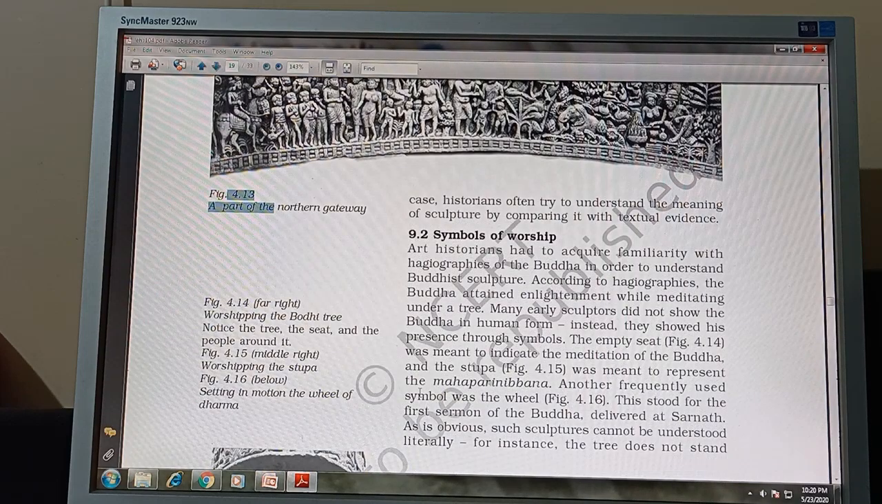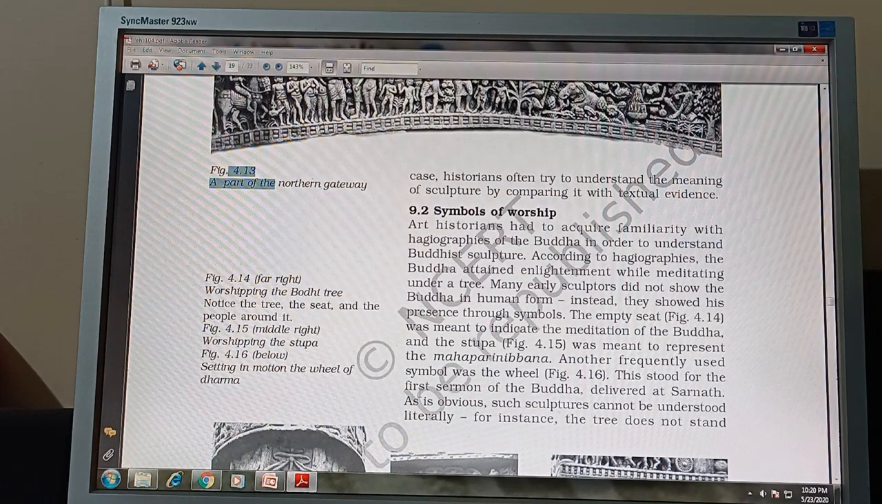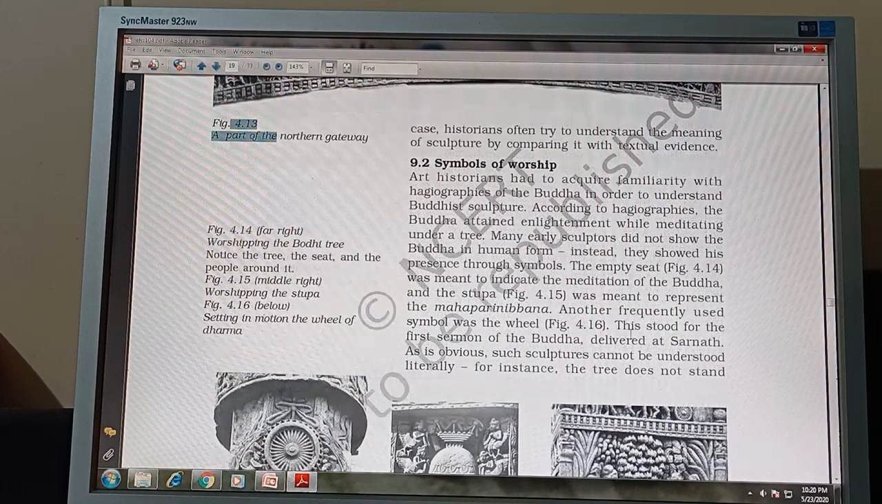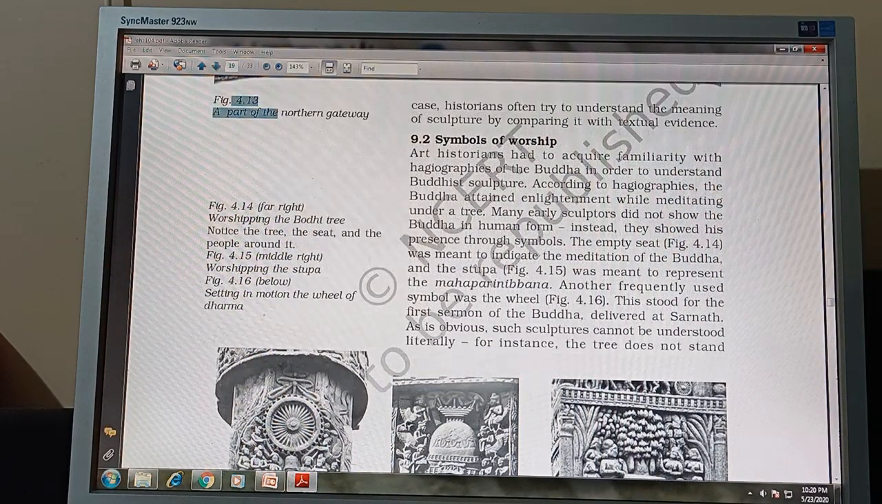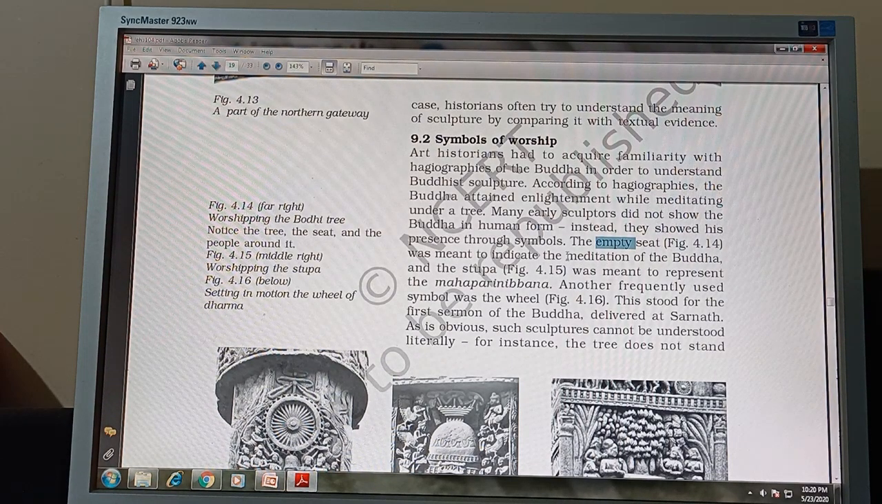And we'll be talking about the different symbols which were used in sculptures. According to Buddhist tradition, Buddha sometimes was shown with some symbols, like the symbol of an empty seat. So you can see, children, in the picture, an empty seat, and this empty seat symbolizes the meditation of Buddha.